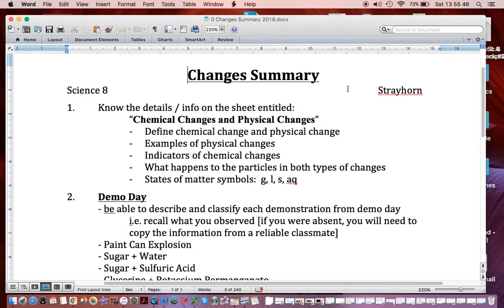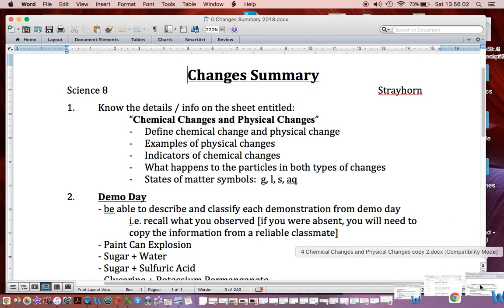Good day. This is a changes summary. Although you won't be having a changes test at this point, you're responsible for this information for the final exam. You started off by looking at particles, and then we looked at chemical changes versus physical changes.